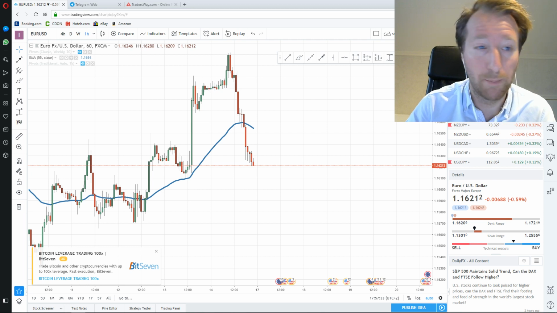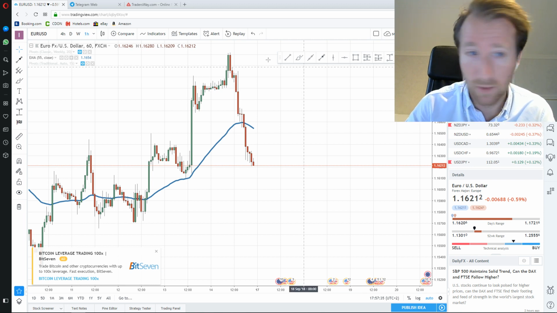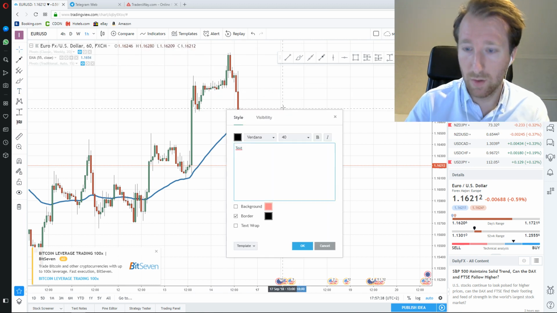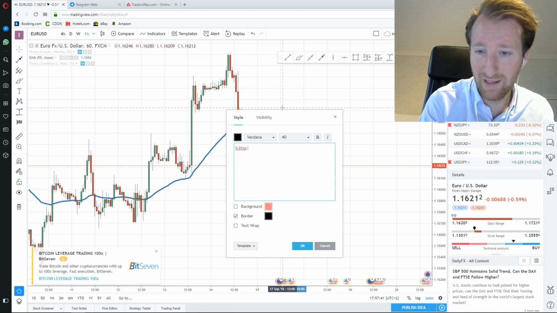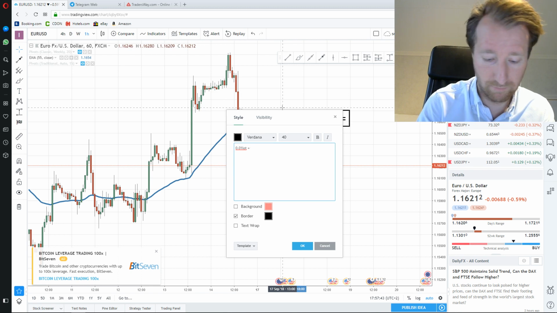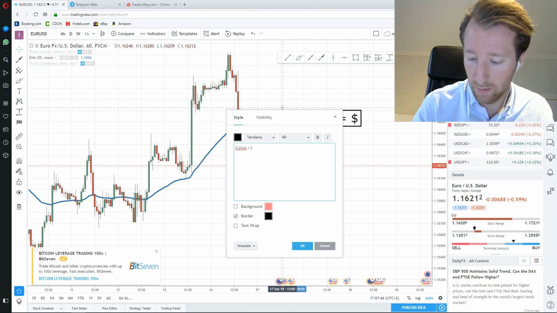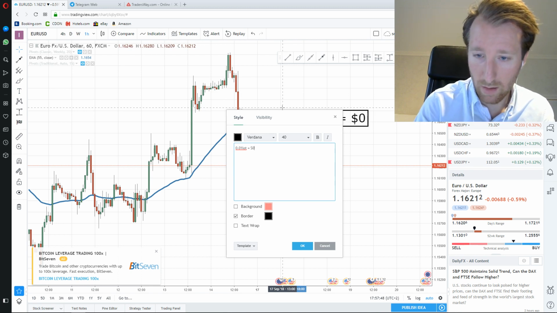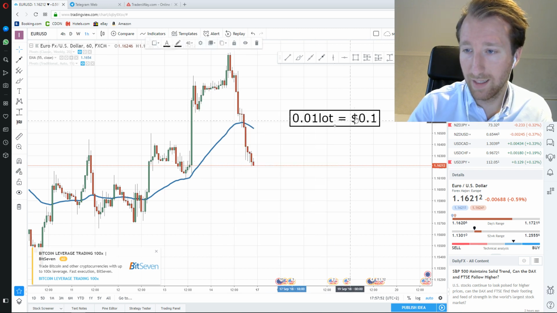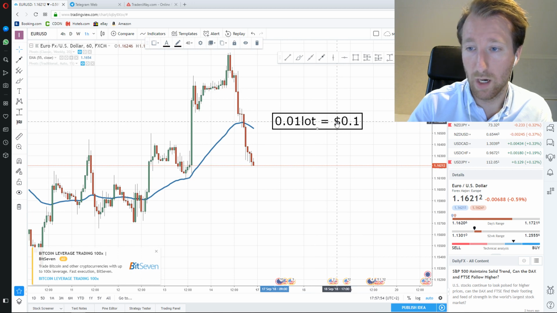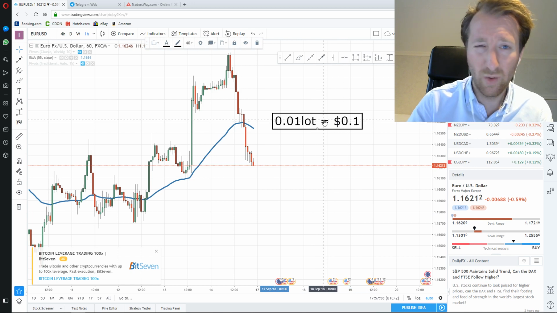Yeah, and then per pip. Okay, so here we go again. So 0.01 lot size equals, with EURUSD, in terms of money, 1 pip is $0.1.